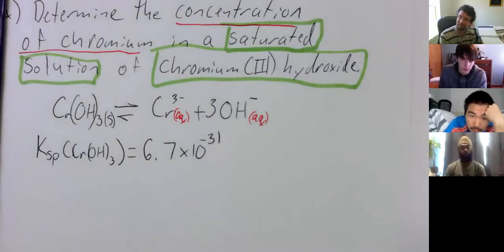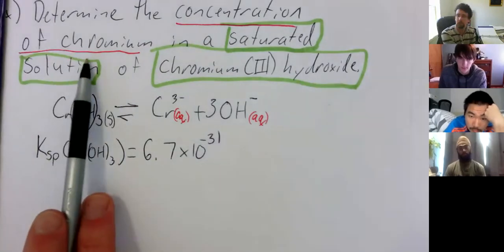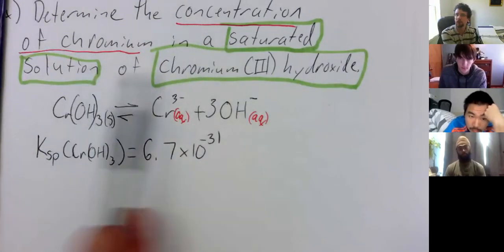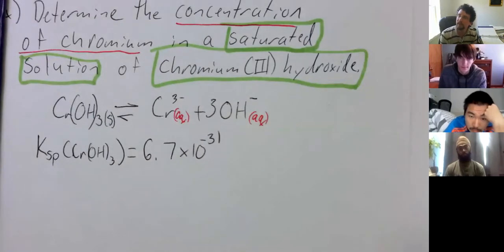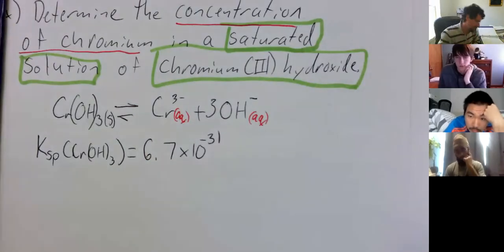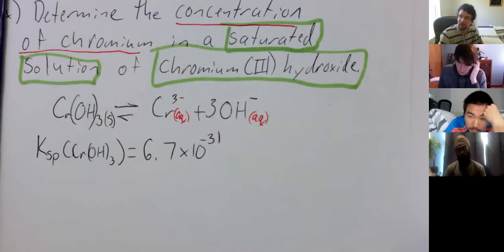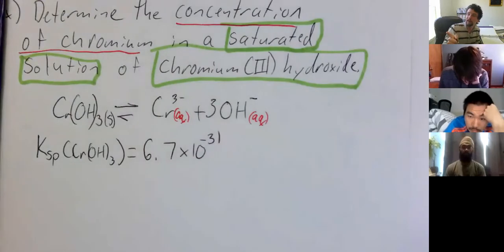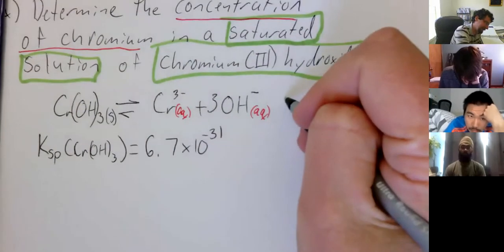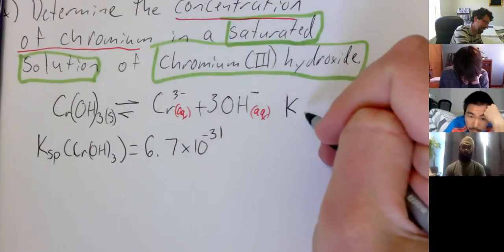We would need the hydroxide concentration, but what it told us is that we have a saturated solution of this compound, so we actually don't need the hydroxide ion concentration. That could help us out a ton. You make a rate law, right? Or not rate law, because remember, equilibrium. What were you thinking?